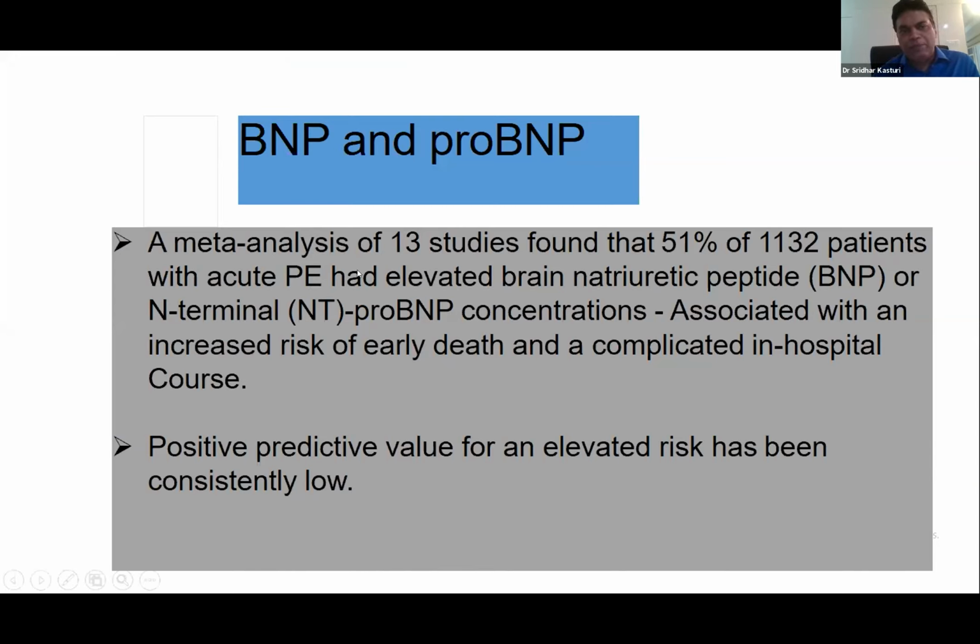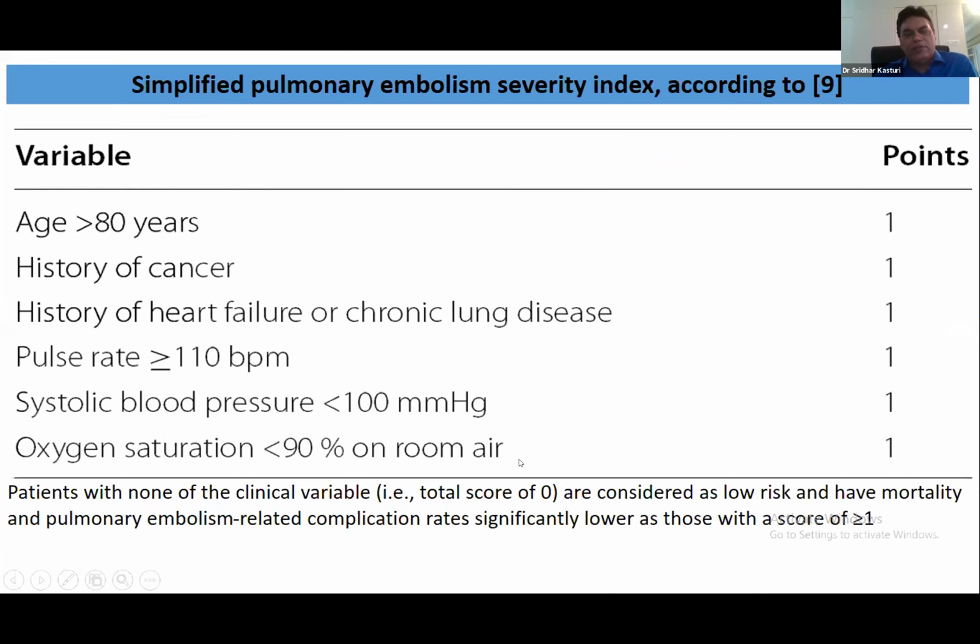NT-proBNP also: a meta-analysis of 13 studies. This is also positive in almost 51% of the 1132 study population, and it also indicates a very high event rate when elevated. The higher the value, the higher the risk.